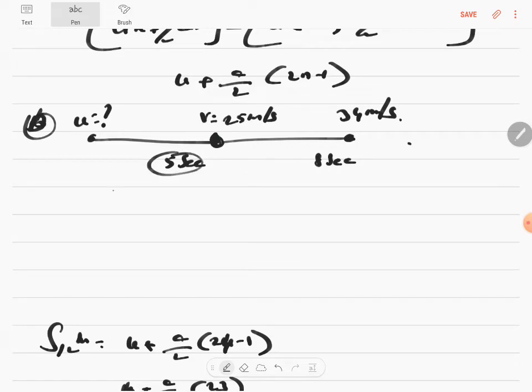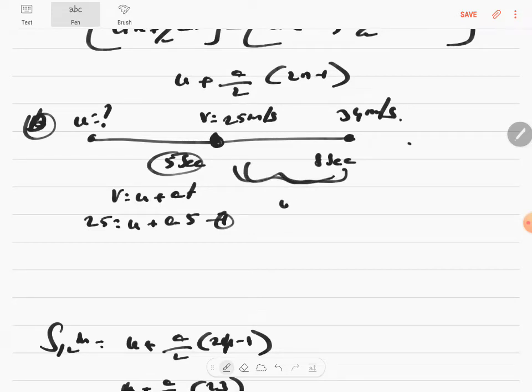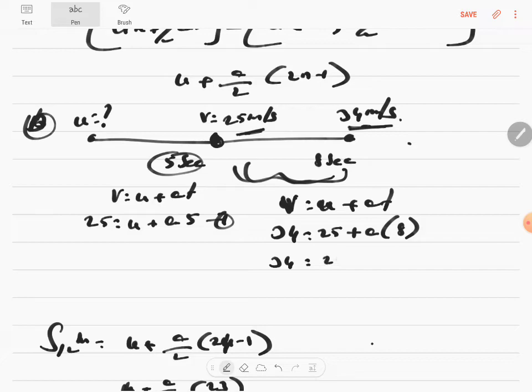So v is equal to u plus at. You know v is 25, you don't know a, the acceleration, so a into 5. So you get a linear equation like this. Now from here to here, let's do it. The initial velocity for this journey is 25, the final velocity is 34. Again putting v is equal to u plus at, the final velocity is 34, the initial velocity is 25, plus a into the time, which is 8 seconds. So 34 is equal to 25 plus 8a.